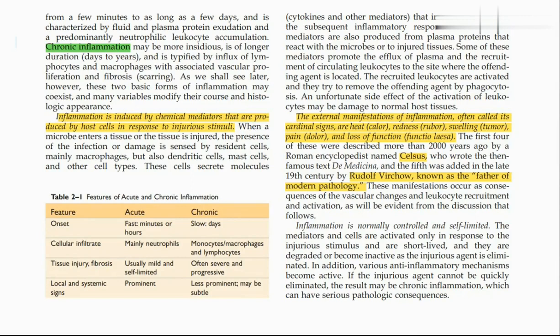The external manifestations of inflammation are called the cardinal signs of inflammation. So, four cardinal signs are given by Celsus. These cardinal signs are Calor, Rubor, Tumor, and Dolor. Calor is for the heat, Rubor is for the redness, Tumor is for swelling, and Dolor is for the pain. While the functio laesa, that is the fifth sign of inflammation, was given by Rudolf Virchow, who is the father of modern pathology.